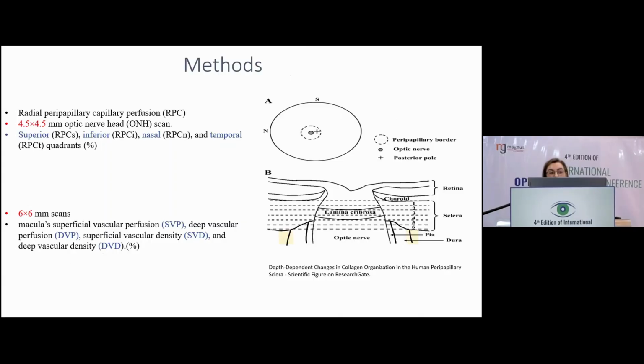And for our radial peripapillary capillary perfusion, we used a 4.5 times 4.5 millimeter optic nerve head scan, also with superior, inferior, nasal, and temporal quadrant measurement. For our macular parameters, we used a 6 times 6 millimeter scan, and we calculated superficial vascular perfusion and density, and deep vascular perfusion and density. Also, for our deep parameters, we used an imaging software program technique.